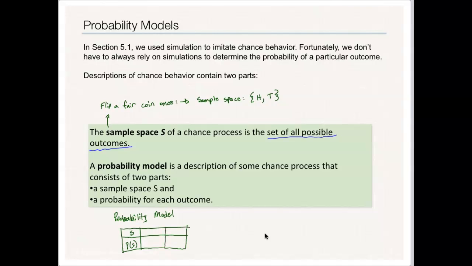In this case, there's only two outcomes, right? Heads and tails. The probability of each outcome, it's a fair coin, is the same. They're both 0.5. And so one thing that you'll notice, you have a valid probability model if your probabilities add up to 1, right? So that means that you've covered all possible outcomes.